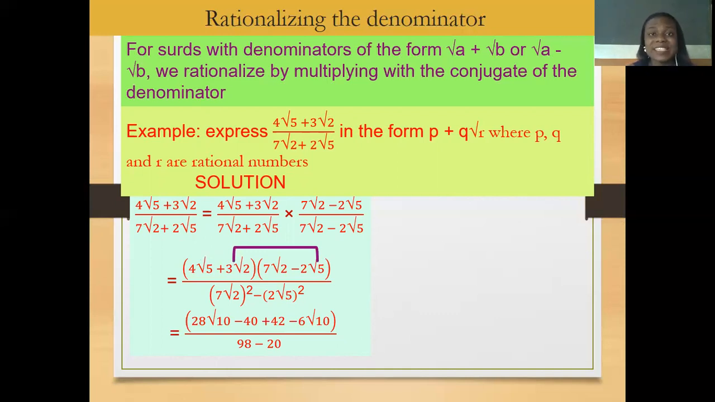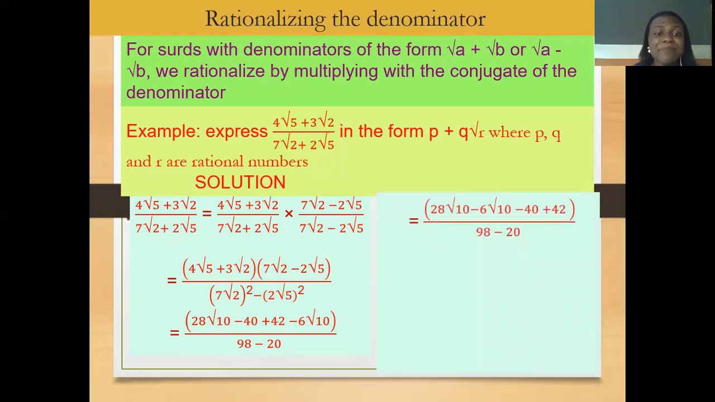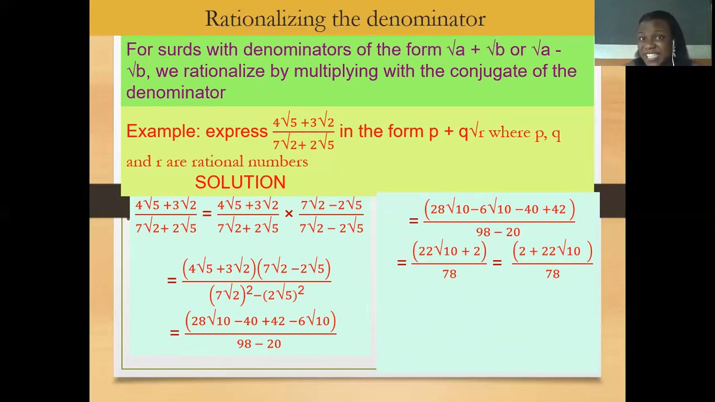Now we can collect like terms for the numerator. So we have 28 root 10 minus 6 root 10. Take note of the signs. You know, the 6 root 10 carries a minus sign. So then minus 40 plus 42 over 98 minus 20. Okay, so what do we have here? 28 minus 6 is what? 22 root 10. Now minus 40 plus 42 is plus 2. So (22 root 10 + 2) over 78. 98 minus 20 is 78. So that's how we got 78 there. So you can rewrite this now.